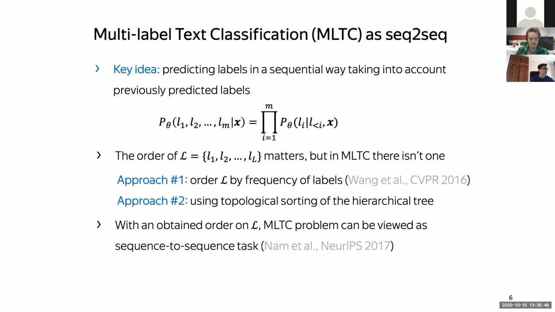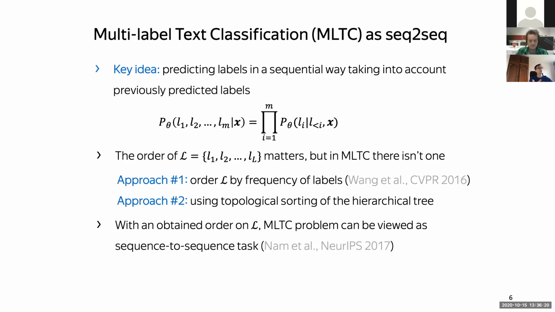One of the promising methods to tackle this problem of multi-label text classification is using seq-to-seq modeling. In this approach, a model predicts labels in a sequential way, taking into account previously predicted labels. In this chain rule decomposition of the joint probability of a set of labels given an input X, there are two primary ways to order the labels.